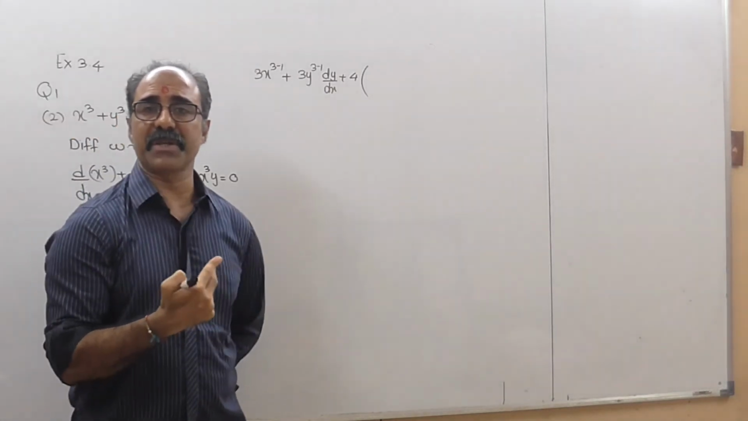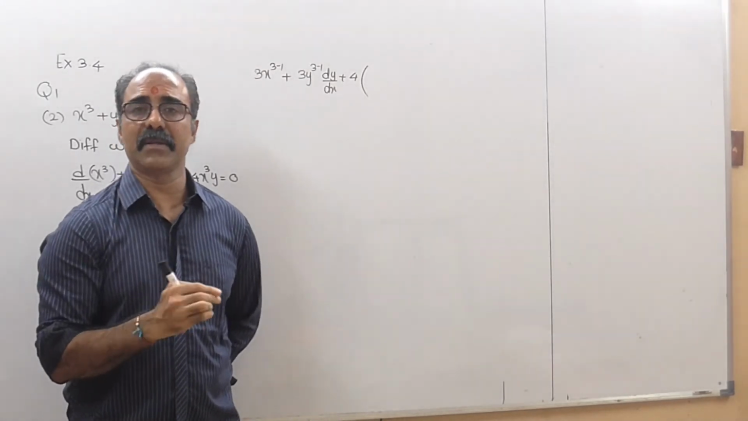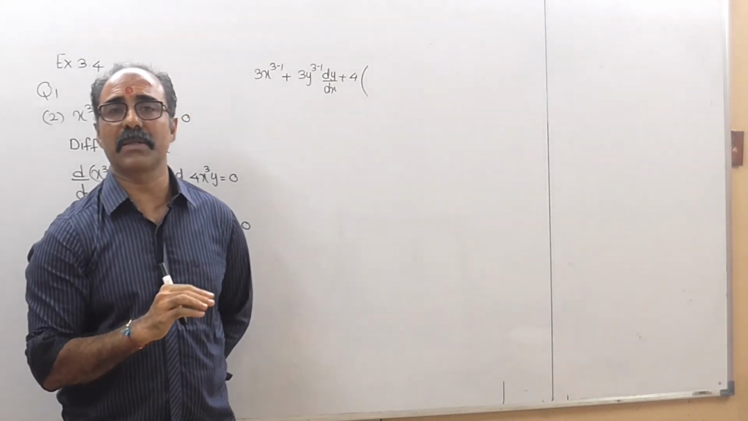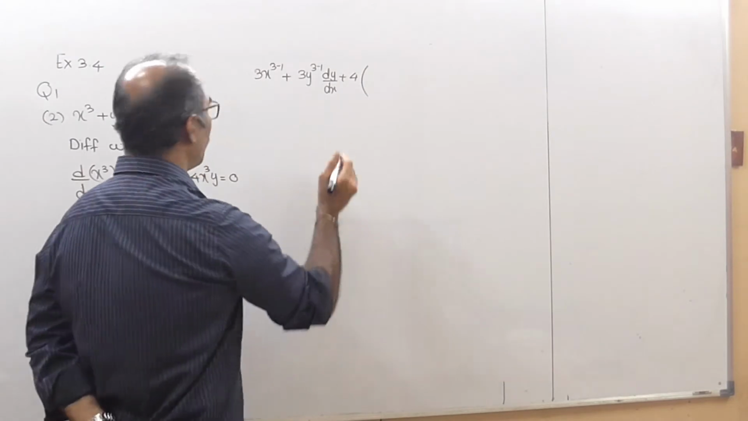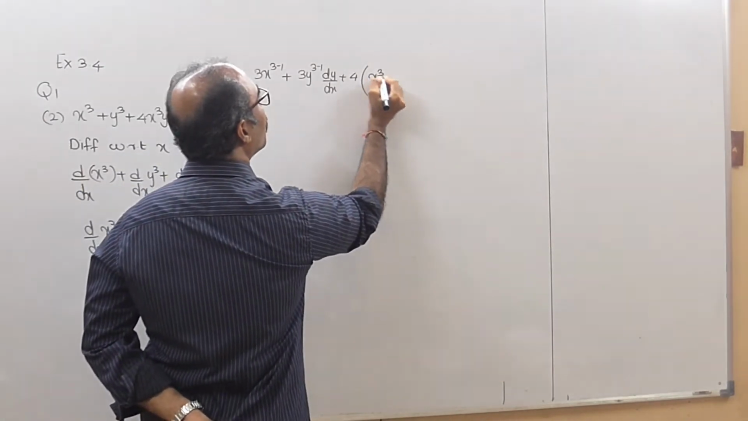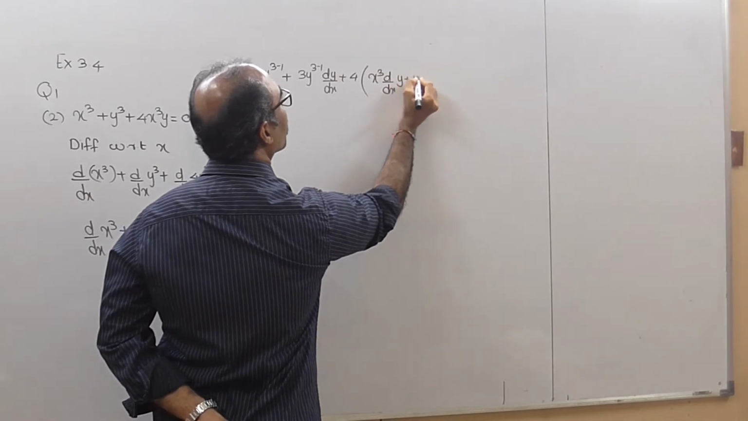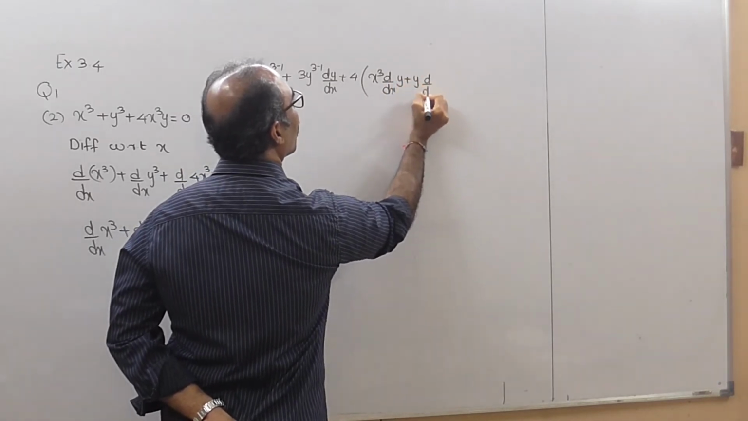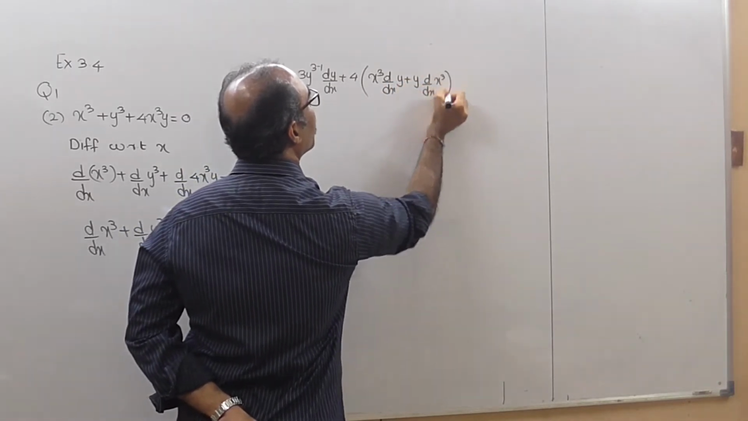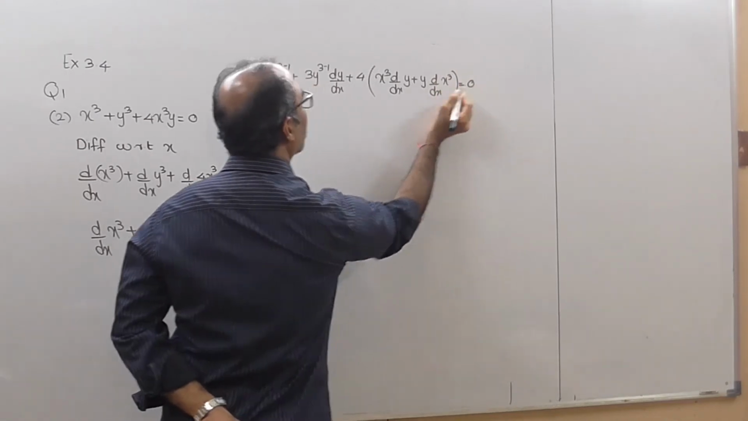So if you have got two functions which are not constants, and if there is a multiplication sign, you will have to use the concept of u into v. u into v will be nothing but x cube d by dx of y plus y d by dx of x cube, and that is equal to 0.